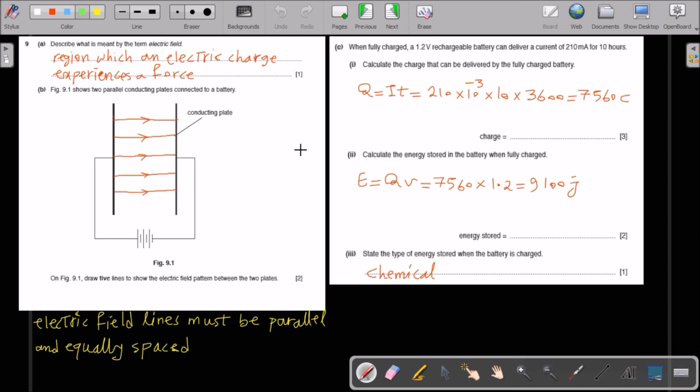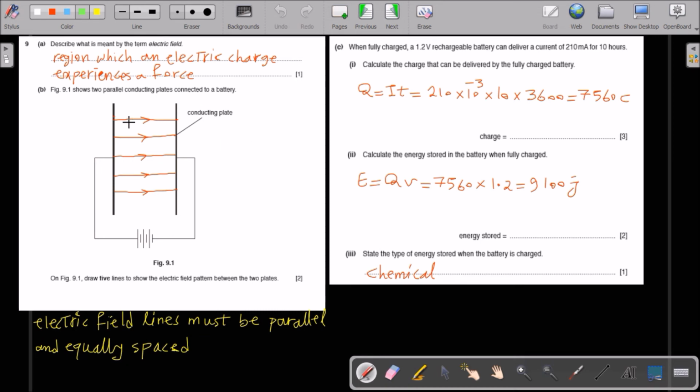Figure 9.1 shows two parallel conducting plates connected to a battery. On figure 9.1, draw 5 lines to show the electric field pattern between the two plates. You know that between two metal plates, electric field lines must be parallel and equally spaced, because the electric field is constant, is uniform. That's why electric field lines must be parallel and equally spaced.